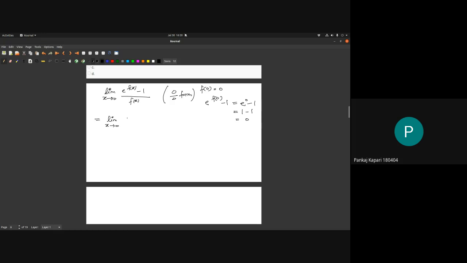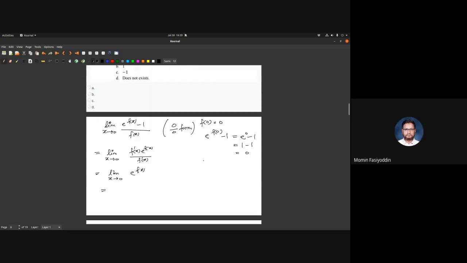So what is the derivative of the numerator? E raised to f of x into f dash of x. Why? Because it is a composite function, so we are just applying the chain rule, right? Again, divided by f prime x. This is the same as the limit as x tends to 0 of e to the power f(x). Now, can you tell what is the limit? 1.